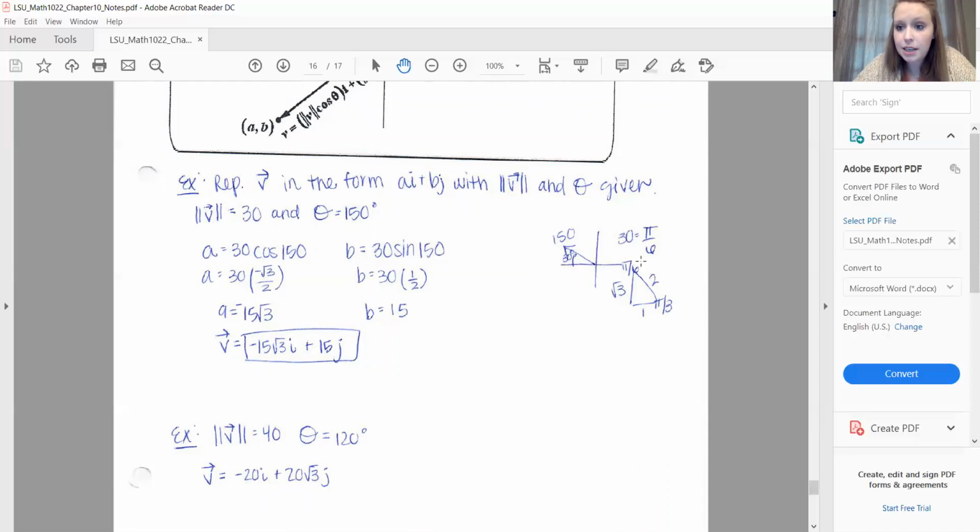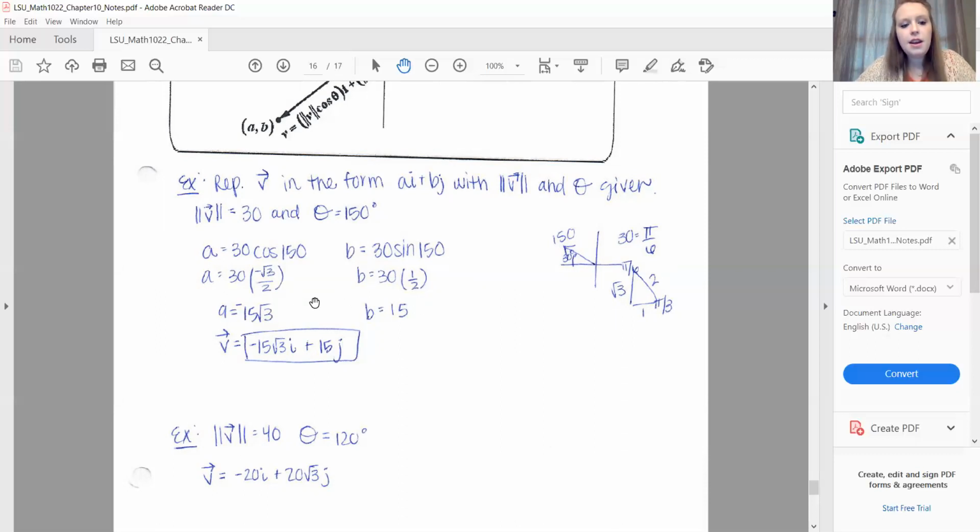Okay, but then you got to pay attention because it's in the second quadrant, which means sine is positive, but cosine is negative. So if you notice right here, the cosine is negative, the sine is positive. So 30 times cosine of 150, which is cosine of pi over 6, is square root of 3 over 2. 30 times sine of 150, which is sine of pi over 6, is 1/2. So half of 30 is 15. Here again, half of 30 is 15, but times square root of 3 and it's negative.